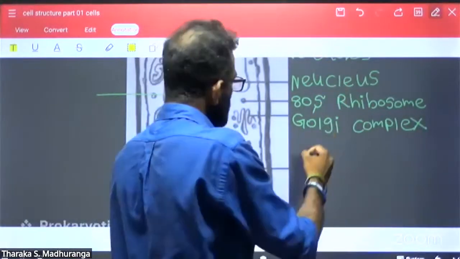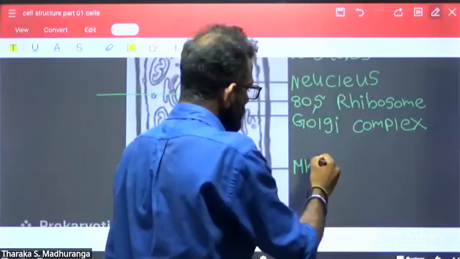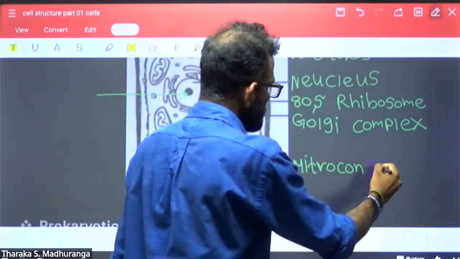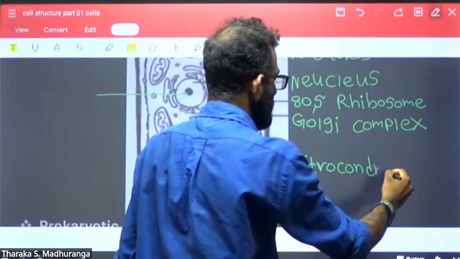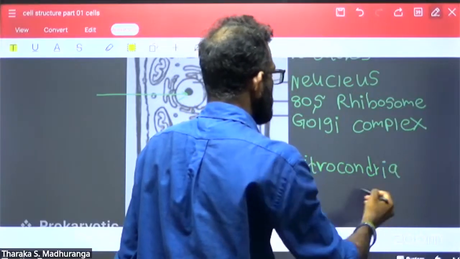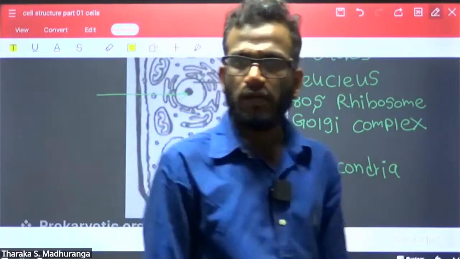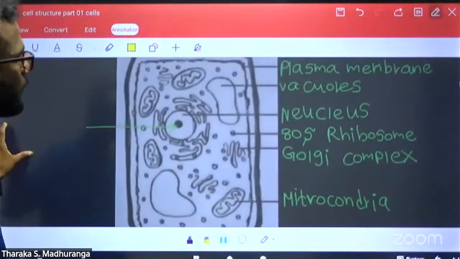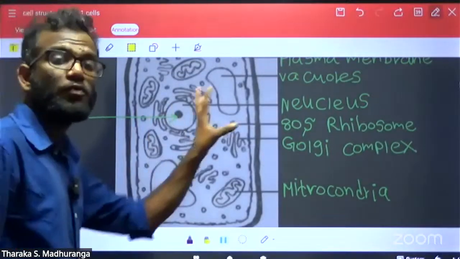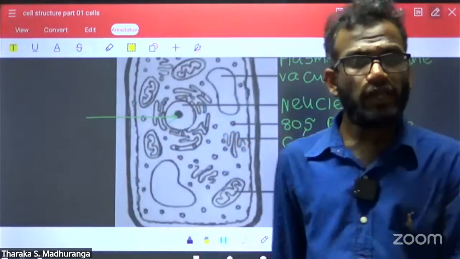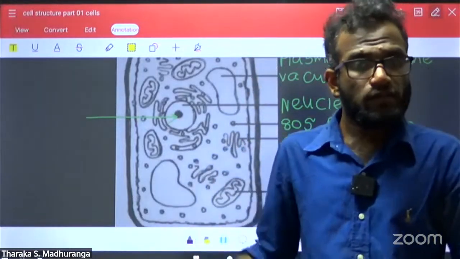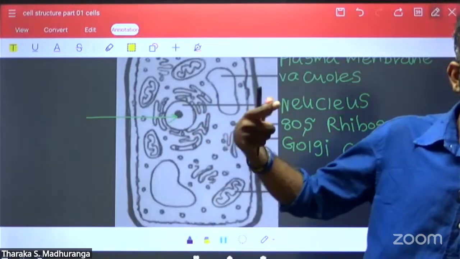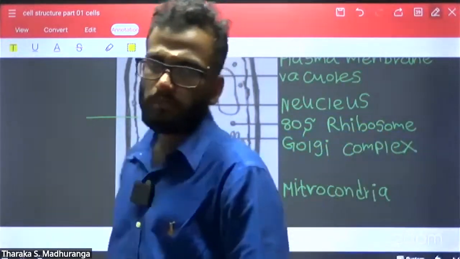This is the power plant of the cell. This is the mitochondria. Okay, they are the main parts of the cell. You can see the eukaryotic cell is well organized. It has a lot of organelles, but the prokaryotic cell is very simple. It has only a single chromosome chain and ribosomes in the cytoplasm.